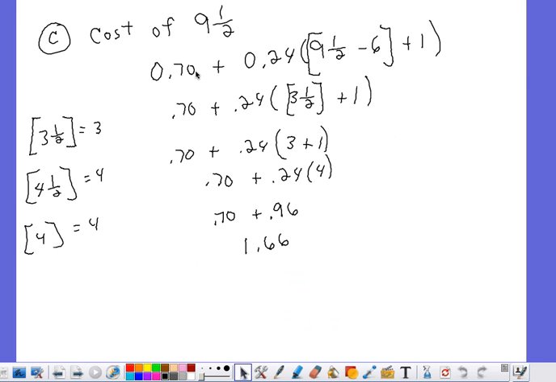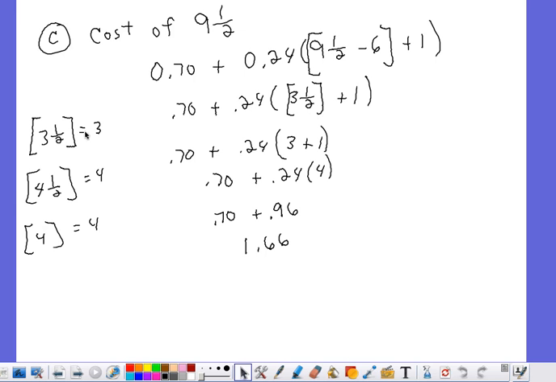Part C, cost of a 9.5 minute call. Basically, this value is not an integer, so you're going to use the greatest integer function. So I'm going to plug in 9.5 minus 6, which is 3.5. Greatest integer value for 3.5.